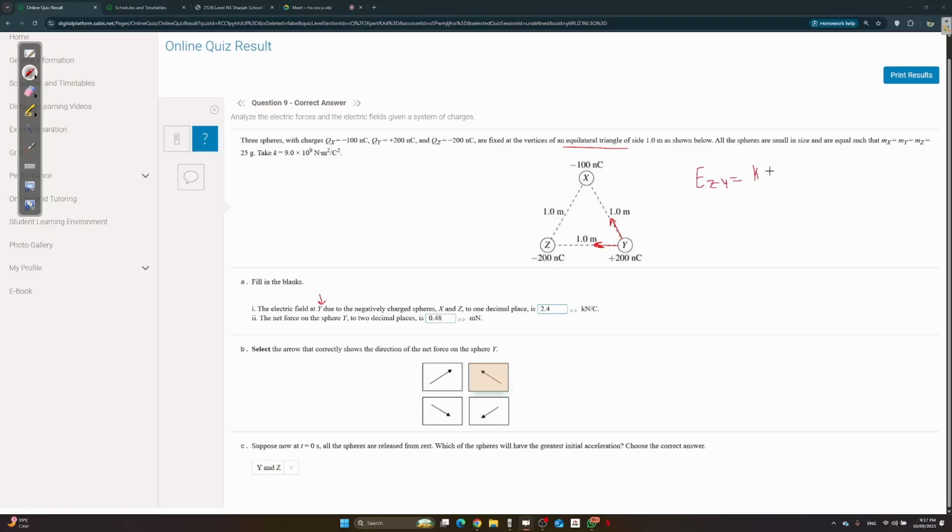It's the formula. Khuri, do you know what the formula is for the electric field? It's kQ over r squared. So looking at z and y, it's going to be k, 9 times 10 to the 9, times Q produced on y.